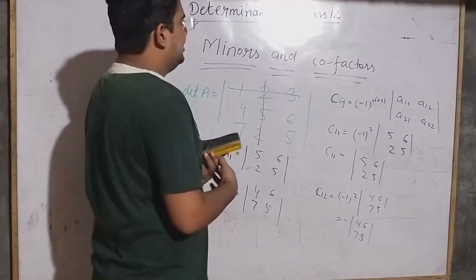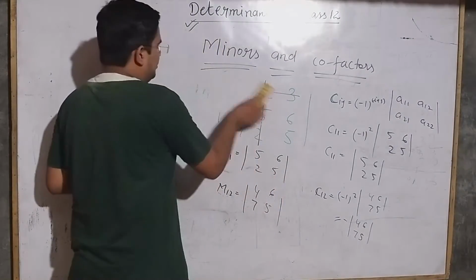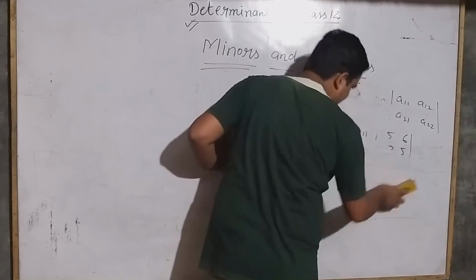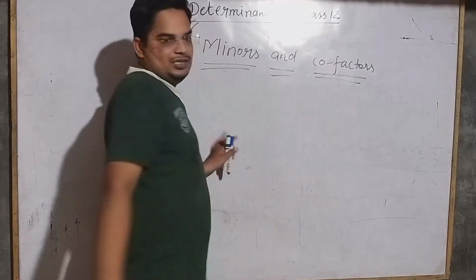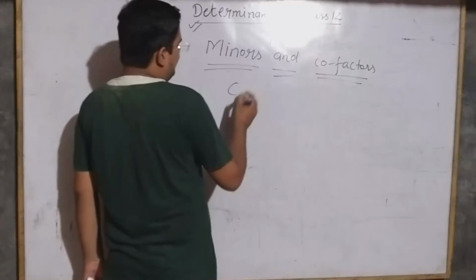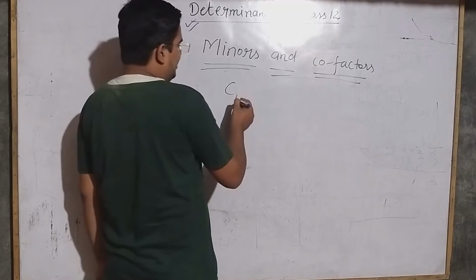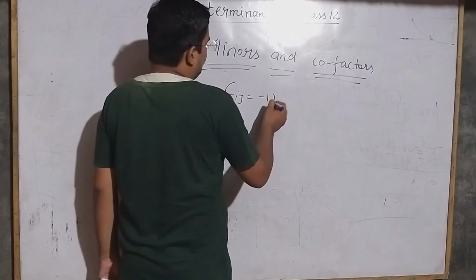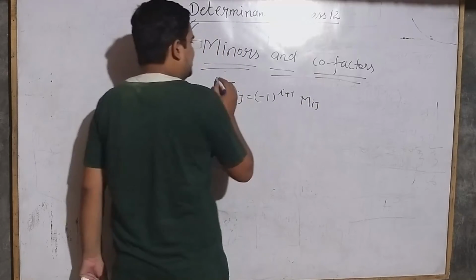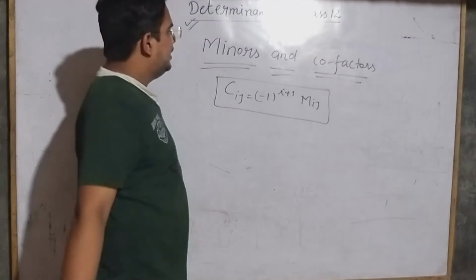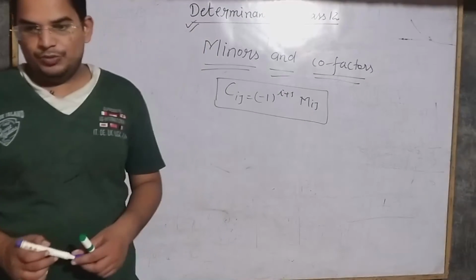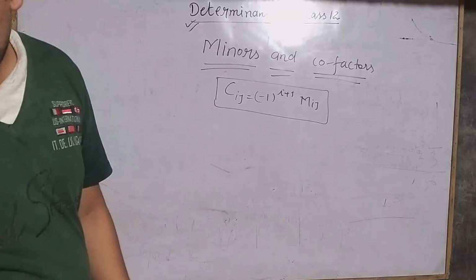And I can also write down one relation between the minors and cofactors. Yes, so now I am going to tell you about the relation between minors and cofactors. If I talk about the minors and cofactors, Cij is equal to minus 1 to the power i plus j, and here you will write Mij. This is the relation between the cofactors and minors. I hope all of you are getting my point, children. Let's move to the next topic.